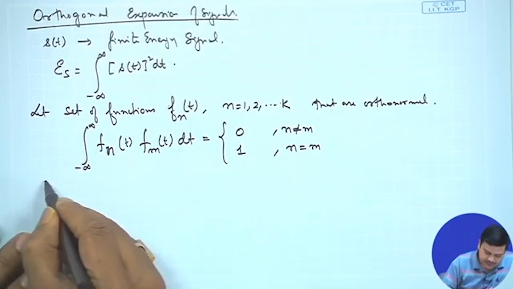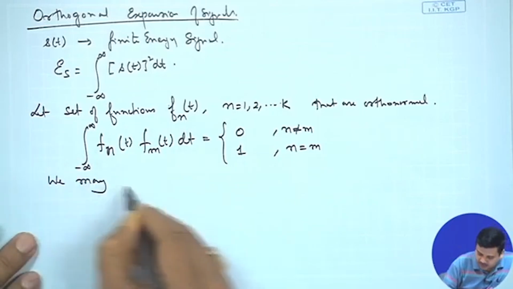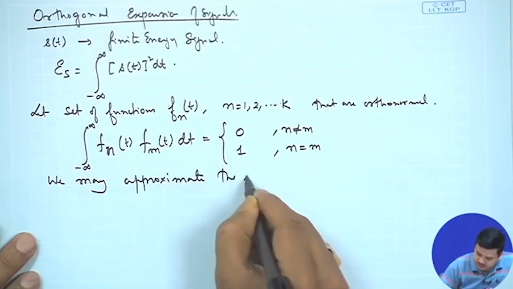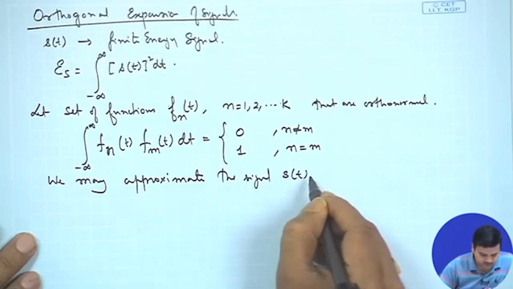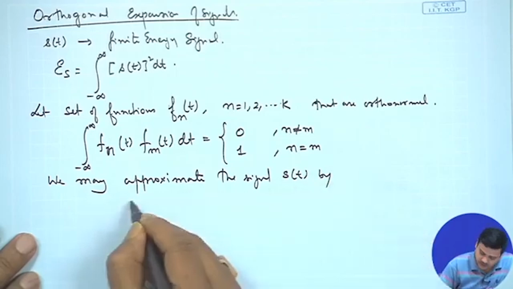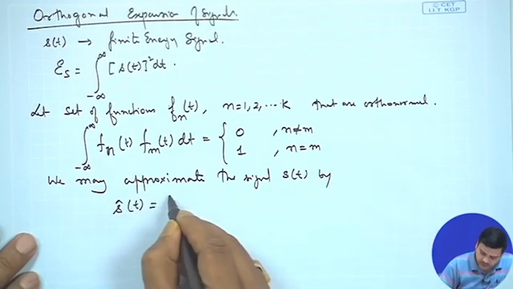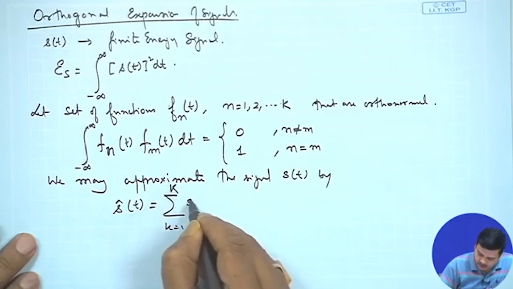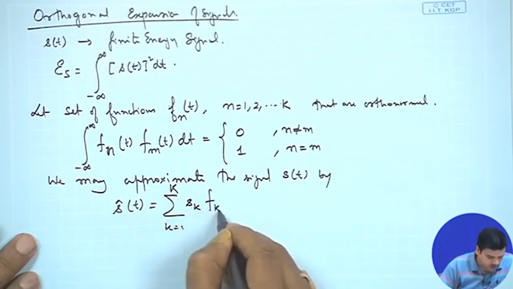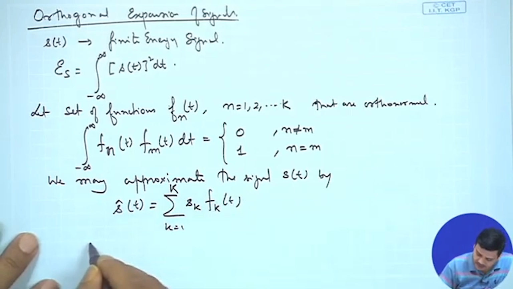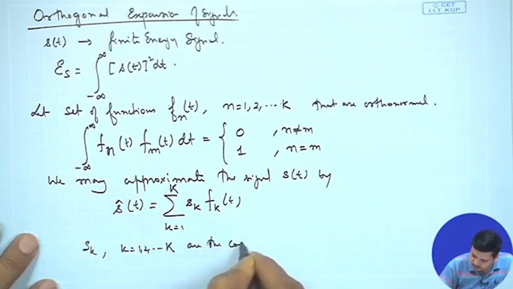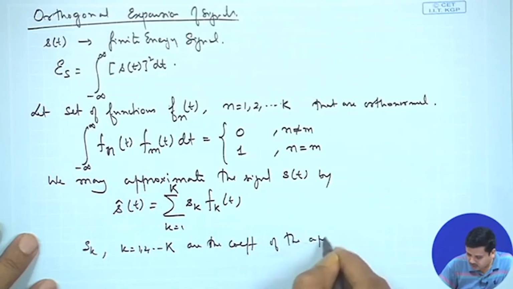So, then what we say is that we may approximate the signal s of t by s cap of t, which is equal to the sum over k equals 1 to capital K of s k times f k of t, where s k, k equals 1 up to capital K, are the coefficients of the approximation.